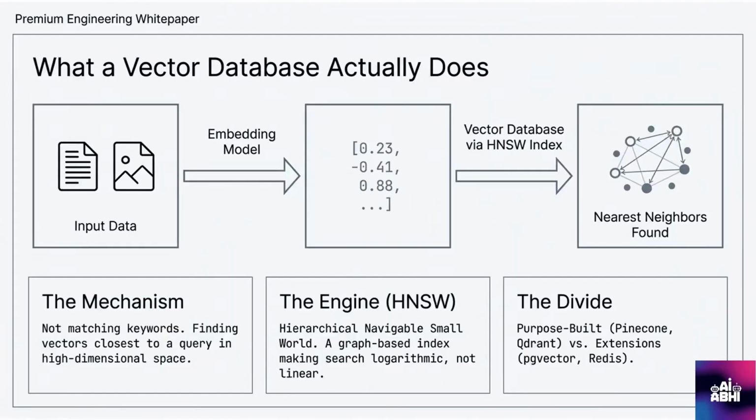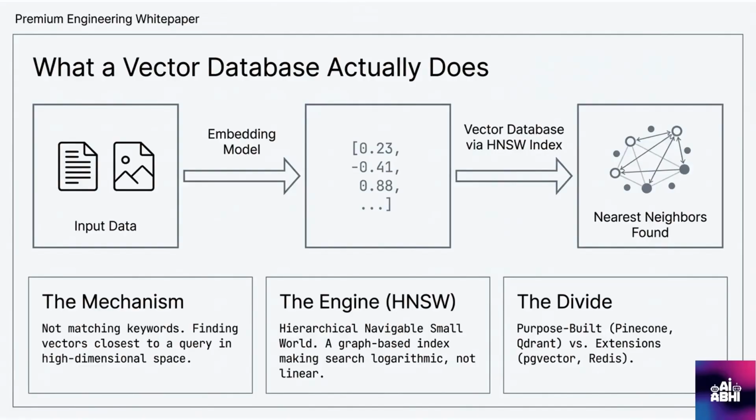So, what is a vector database actually? Before we compare, let's make sure that we are on the same page. A vector database stores embeddings, that are arrays of numbers that represent the meaning of text, image, audio, whatever. When you search, you're not just matching keywords, you're finding the vectors closest to your query vector in high dimensional space. Every vector database does this. The difference is how they index, how they scale, how they filter, how much they cost, and how much work you have to do to keep them running.